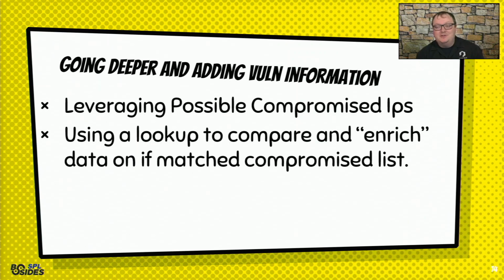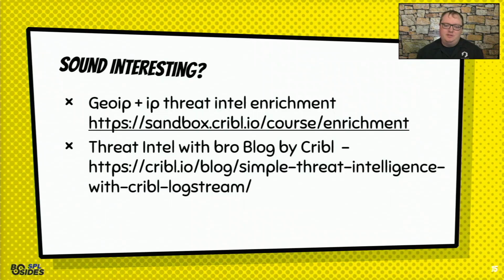Bad use case, but there you go. And then you can compare it to a list of IPs and use that to enrich. That says, oh well, this is a bad IP that we've been notified is bad, and we should actually enrich it and say, hey, this is bad. And there's actually a really good sandbox use case that goes over this, adding GeoIP and threat intel.